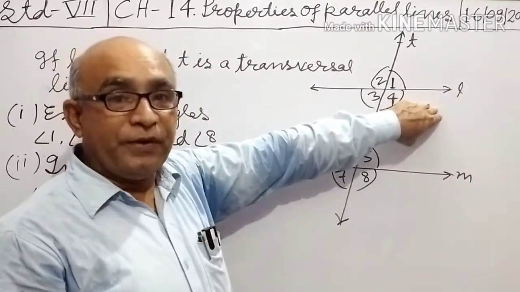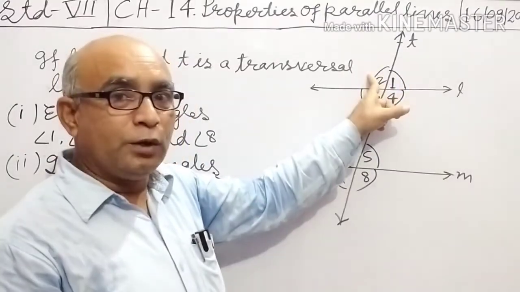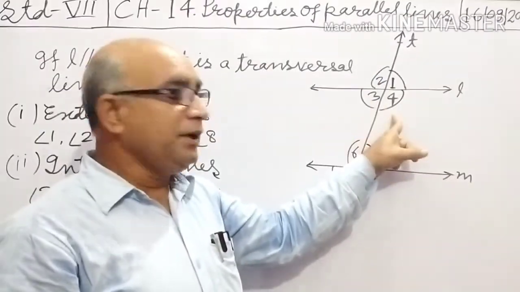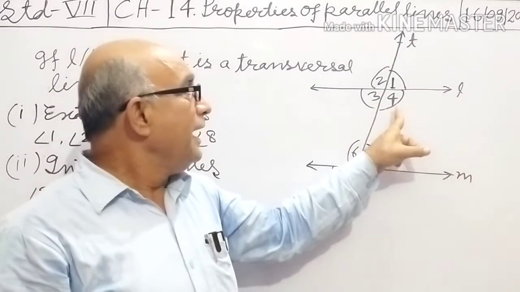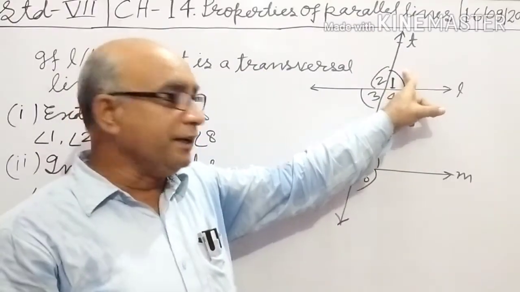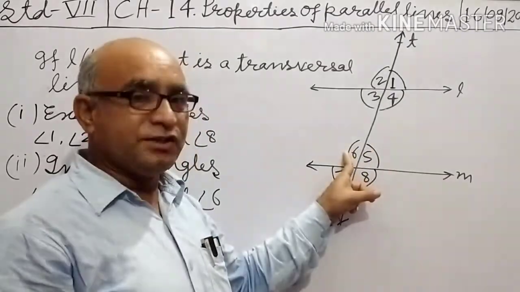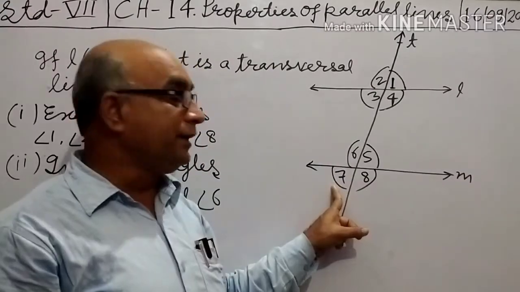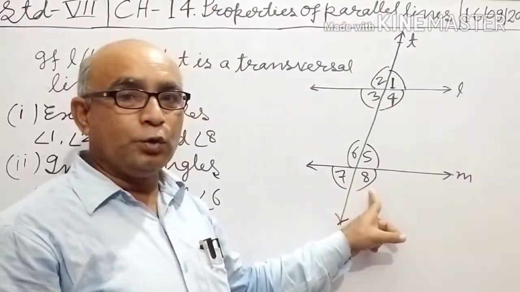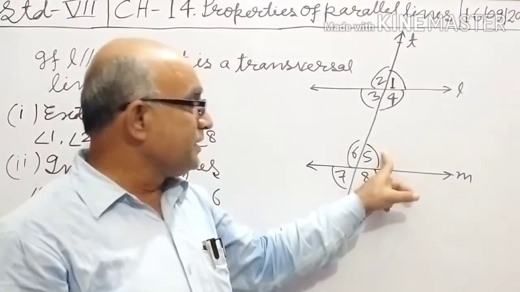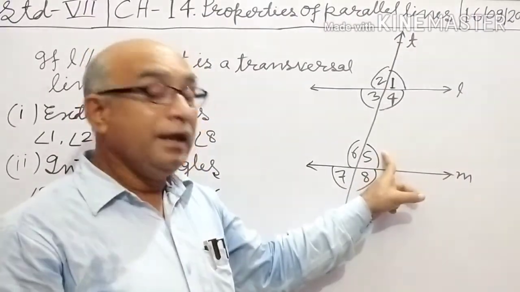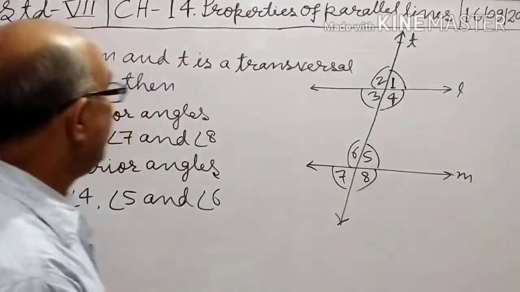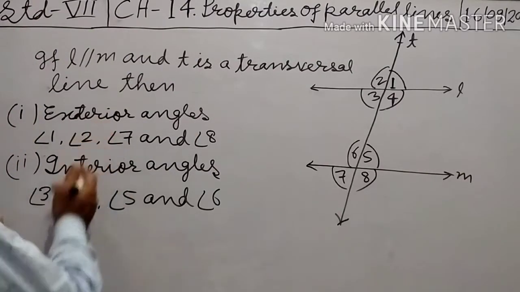Here are some linear pairs of angles. Angle 1 plus angle 2 equal to 180 degrees. Angle 2 plus angle 3 equal to 180 degrees. Angle 3 plus angle 4 equal to 180 degrees. Angle 4 plus angle 1 equal to 180 degrees. Angle 5 plus angle 6 equal to 180 degrees. Angle 6 plus angle 7 equal to 180 degrees. Angle 7 plus angle 8 equal to 180 degrees. And angle 8 plus angle 5 equal to 180 degrees. These are examples of linear pair angles.